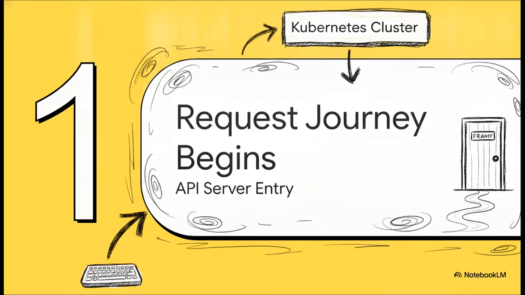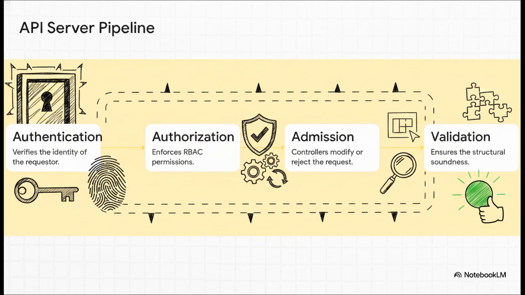Okay, Section 1. The request journey begins. The inciting incident of our story is a user, maybe you, submitting a desired state request. You type kubectl apply and that request shoots straight over to the Kube API server. This component is the central entry point for all operations, right? It's the literal front door to your entire cluster. But the API server doesn't just leave that door wide open for anyone.